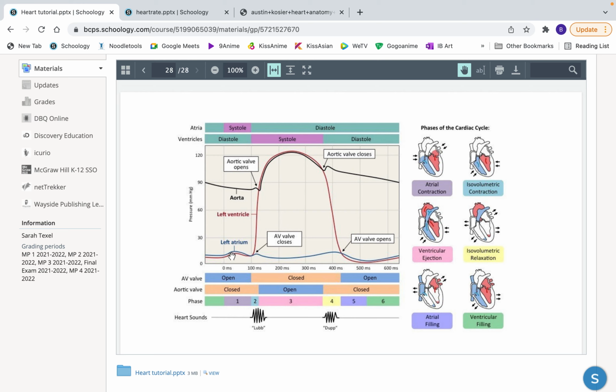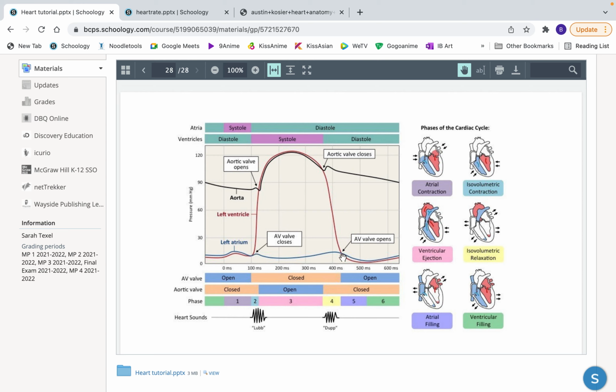This little blip here, right before the ventricle spikes, is when the atrium is in systole. So that's when the atrium is contracting. The pressure is going to go up very slightly, and then it's going to jump right back down. In the time when it jumps down right before the ventricle jumps up, that's when your AV valve, your atrioventricular valve that's between the atrium and the ventricle, is going to close.